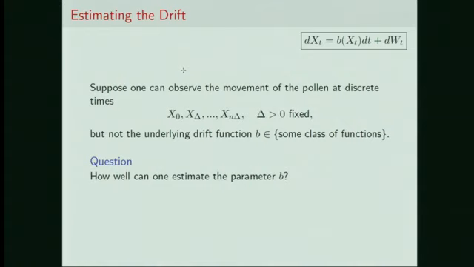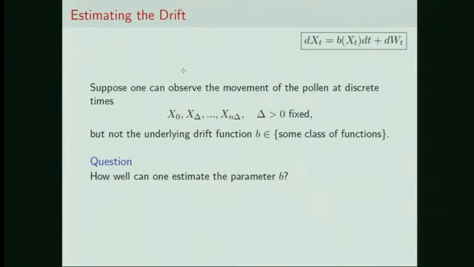And now if we look at it from a statistical perspective, we're given this equation in the background, but we don't know the water flow profile or the drift coefficient b. But what we're given is observations of the pollen grain at discrete times. So suppose we've placed a sensor on it, and in time intervals of delta, we collect the positions of this particle. And from these observations, we want to identify the underlying drift function b.